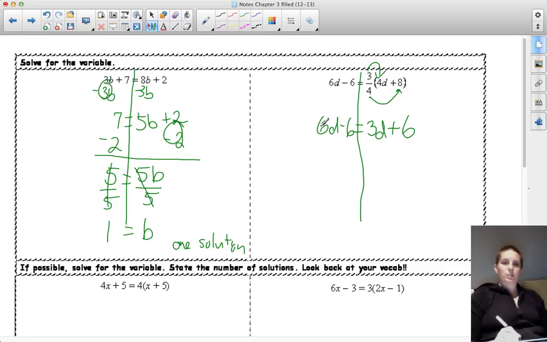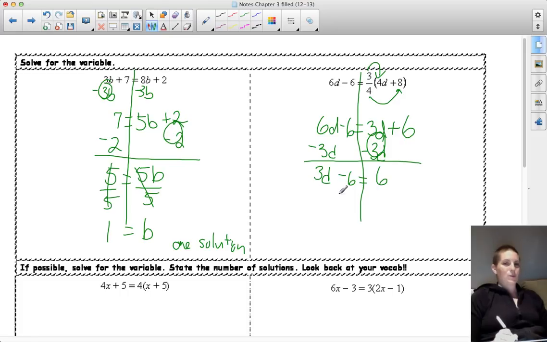Collect your variable terms together. That's why we distributed, so that we could collect our variable terms. I'm going to subtract my 3D because it is smaller. 3D. 6D minus 3D is 3D. I didn't do anything with minus 6. Equal to 3D minus 3D is 0. And 0 plus 6 is 6.